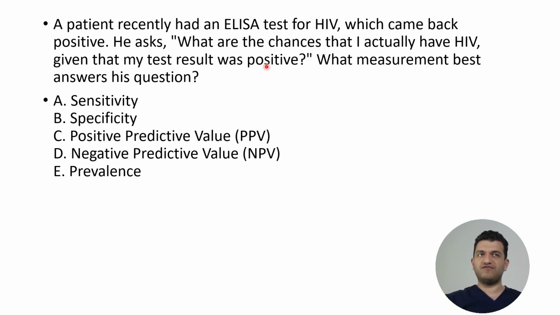If you look at the equation for sensitivity, the denominator is true positive plus false negative. While for positive predictive value, it's true positive plus false positive. So really, this is the equation that answers his question. Among people with positive tests like me, what's the chance that I actually have it? So true positive over true positive plus false positive, positive predictive value.